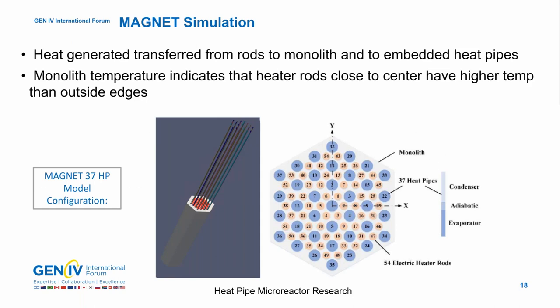Okay, so here comes our model of the magnet facility. And this is the 3D model, including the monoliths and fuels, with heat pipes inserted. So it's very similar to our first example, but it's more complete. The right figure shows the cross section from the top view. And here we also order the heat pipes and the fuels in different numbers. So this could help us explain the calculation results much better in the following results.